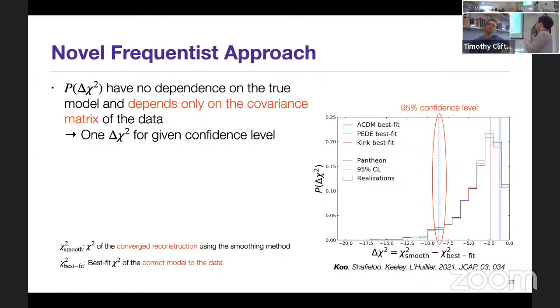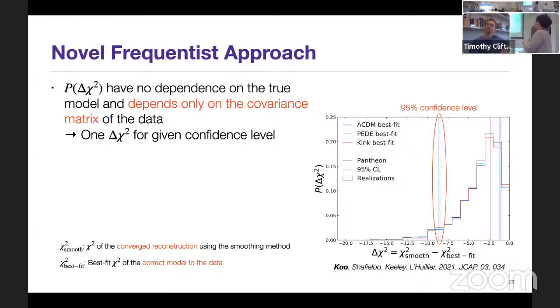This is important because a dependency on the true model is not good for performing model selection. Only based on this can it be a model selection. And from this practically identical distribution, I can get only one delta chi-square value for a given confidence level. For example, this one shows the 95% confidence level, and I can use this for model selection, I mean, selecting the candidate model.